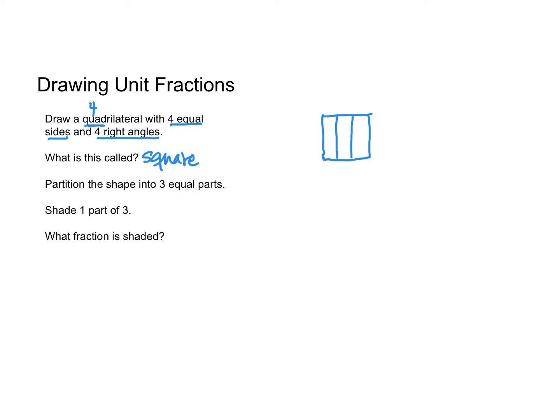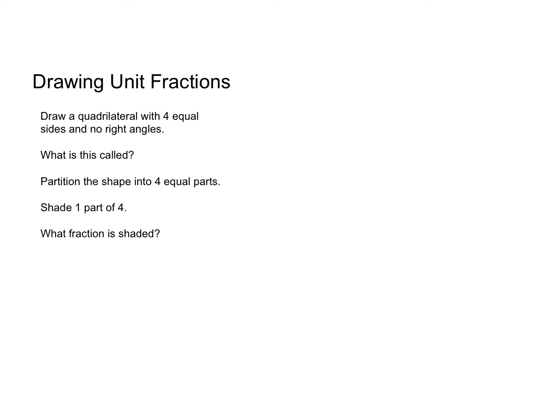Then I'm going to shade one of those parts. So I'm shading one of those parts. And then the question is, what fraction is shaded? So I look at that and I think, well, one part of the 3 parts is shaded. So my fraction is 1/3. That makes sense? That should all be reviewed for you. So go on to the next one. They're going to give us another one to do.